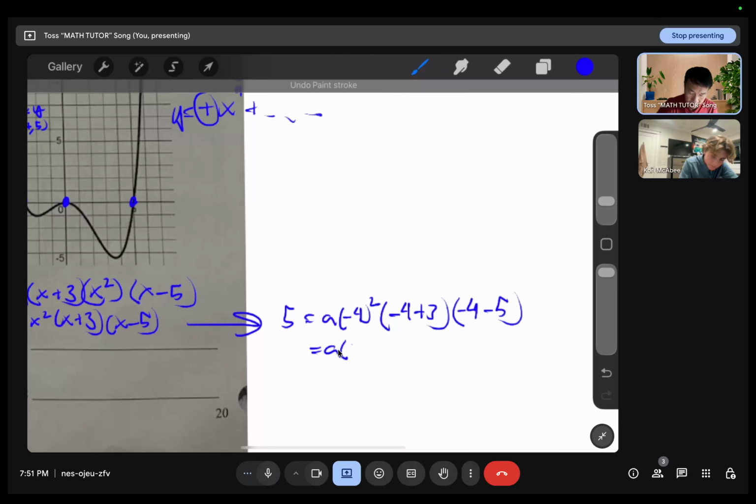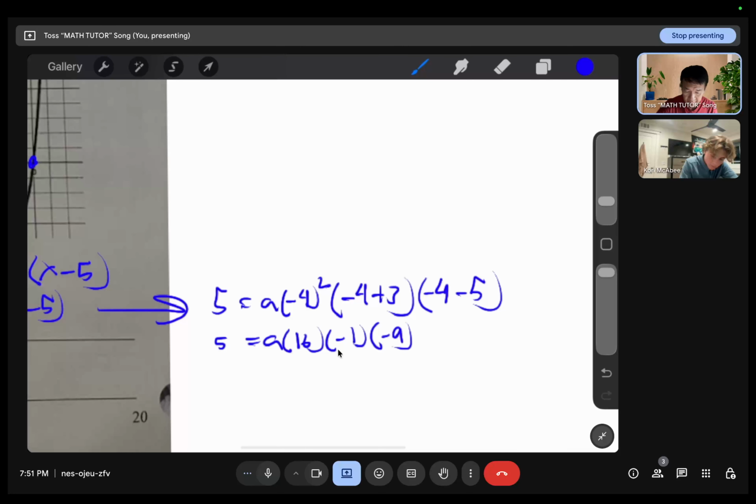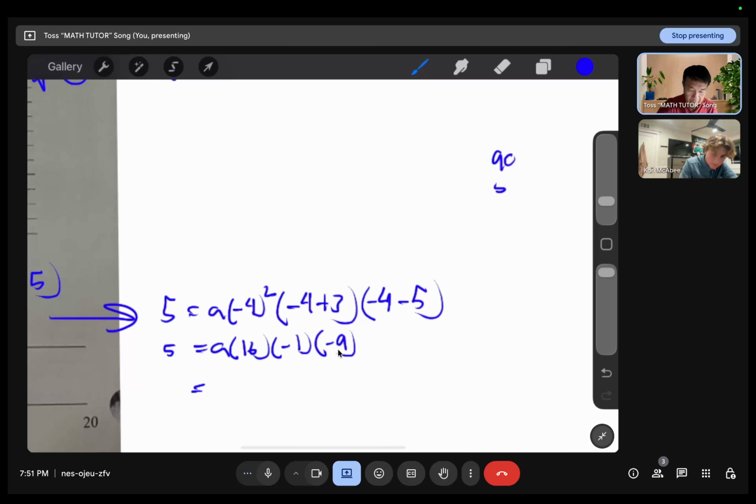16, -1, -9, and 5. Okay, so it'll be positive over here. 16 times 9. That's 90, 54. So it should be 144. I use the calculator. Check. Yeah, it's positive because you got 2 negatives over here and 5.